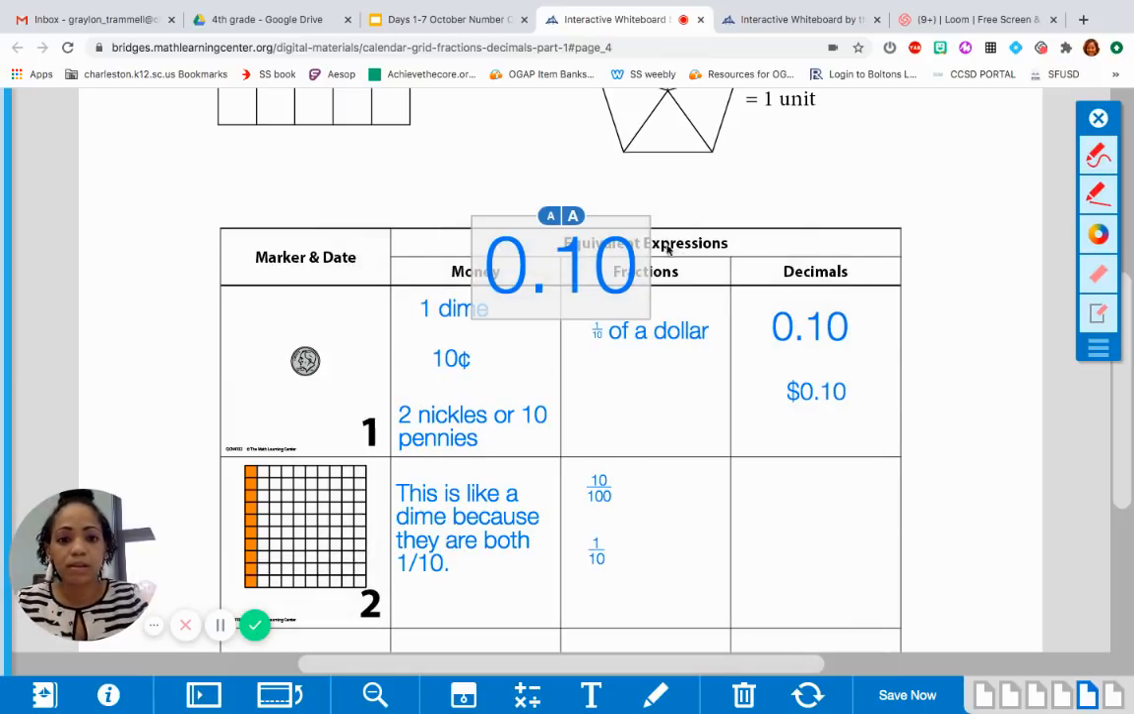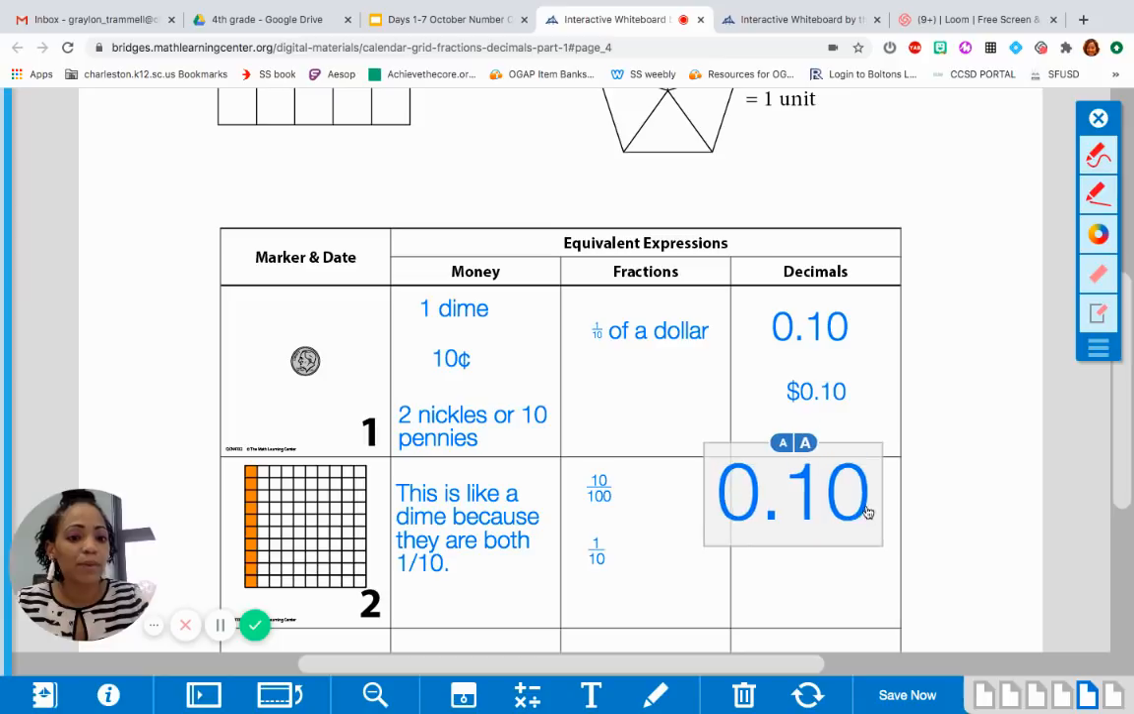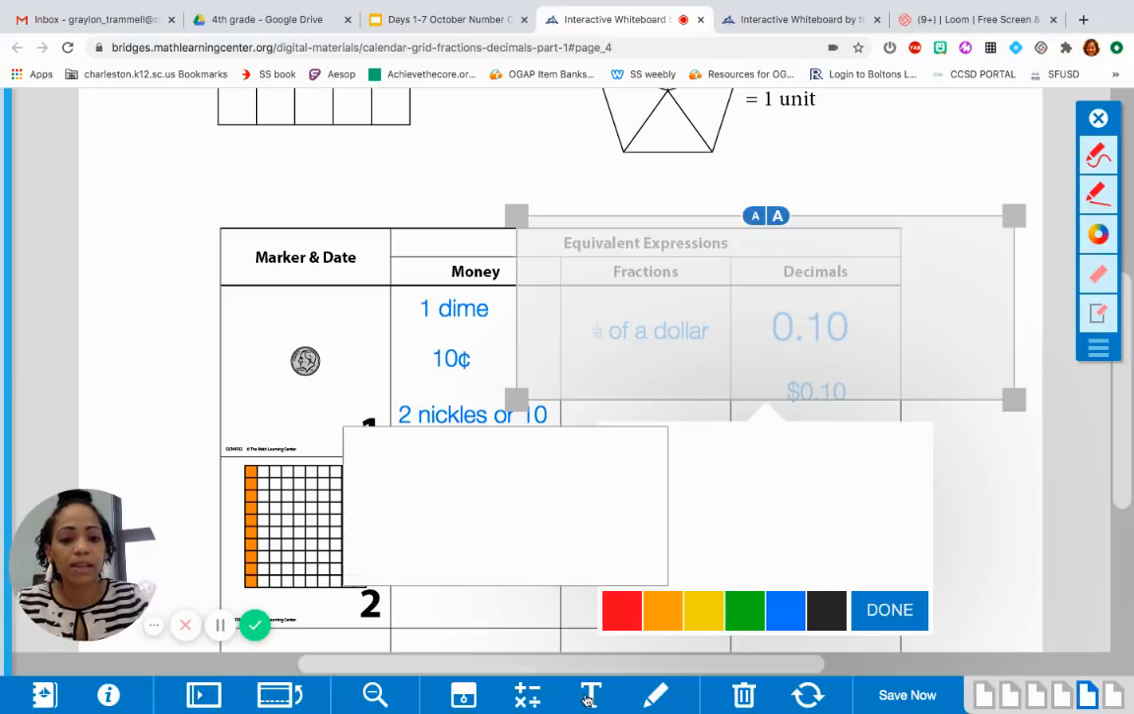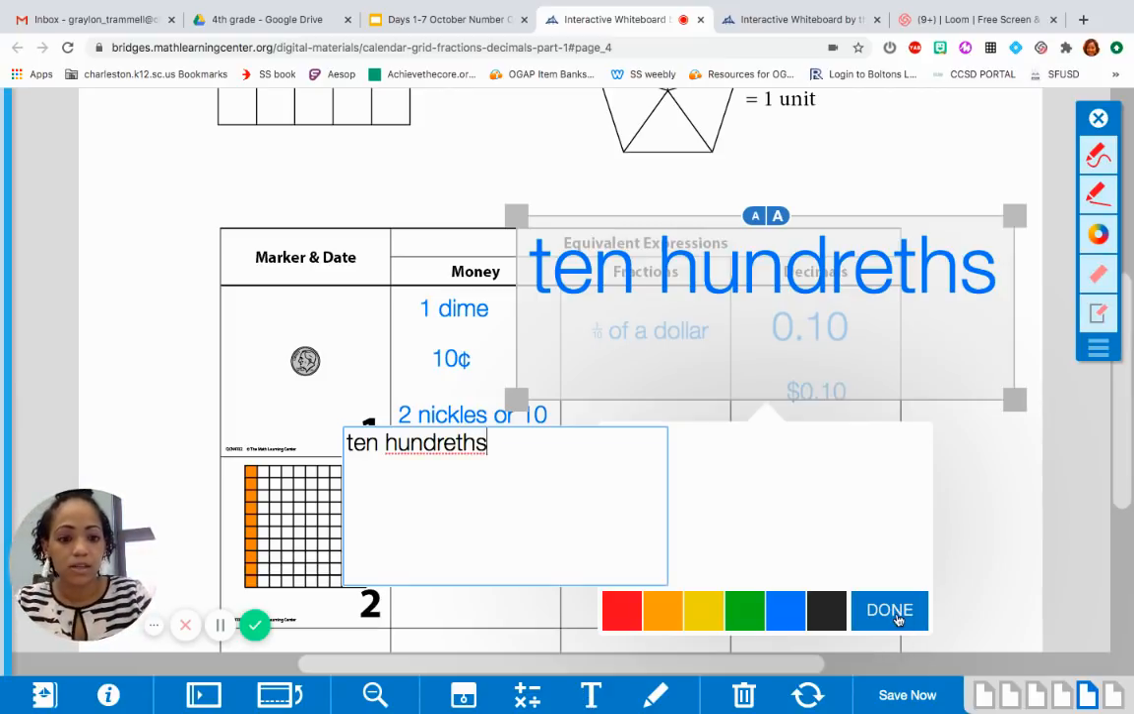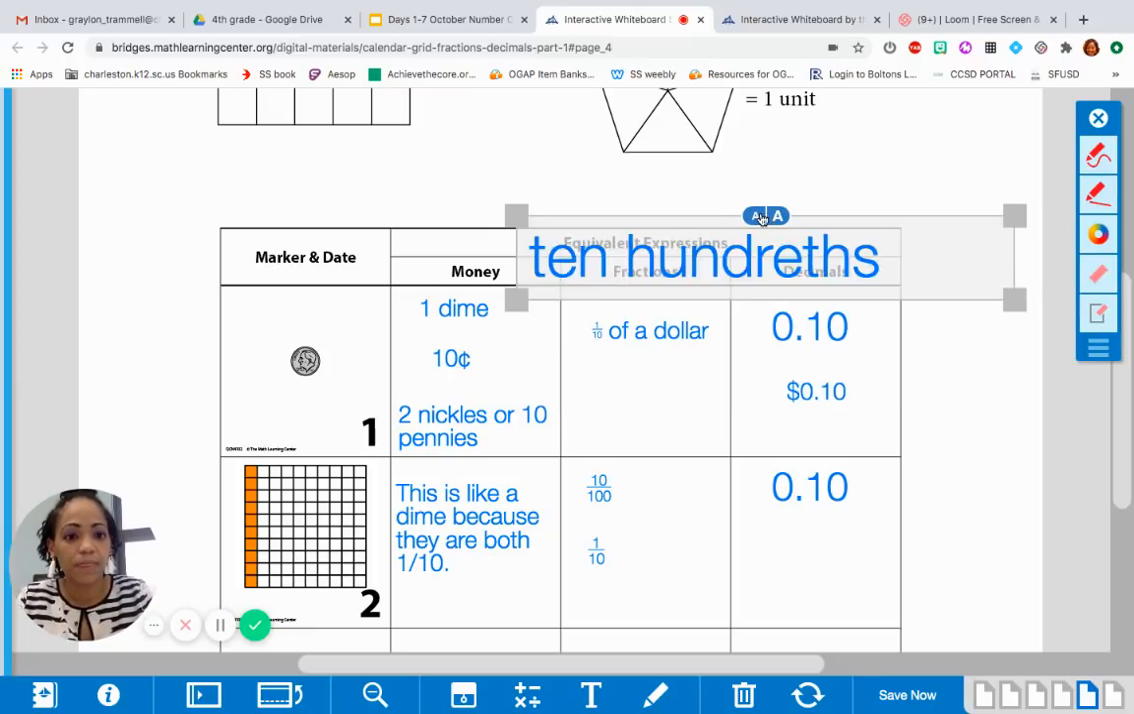That's absolutely correct. Can anybody think of another way we can write this decimal? We did say, so this decimal right here is saying that we have 10 hundredths. Uh-oh, Mr. Mel can't spell. Hundredths. I think I did it. Good. All right. So this is 10 hundredths.